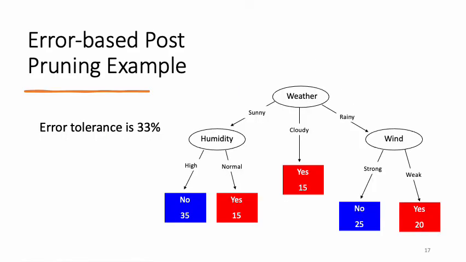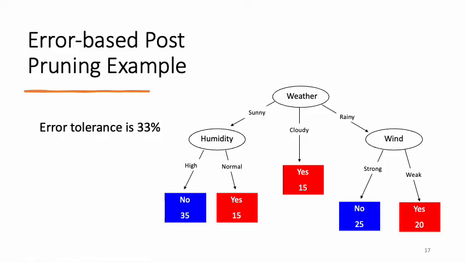You see a decision tree on the screen. The number of instances that fall on all leaf nodes is also written. Suppose the tolerance value is given as 33% while performing error-based post-pruning on such a tree.